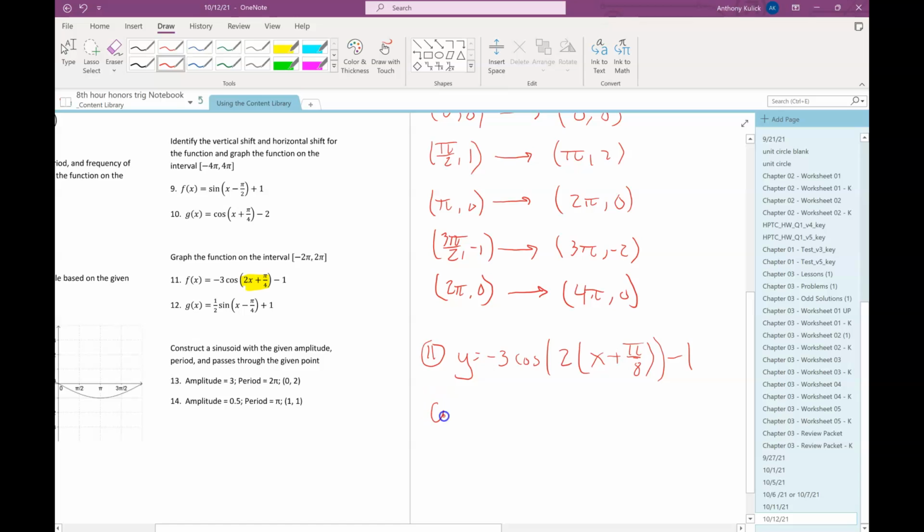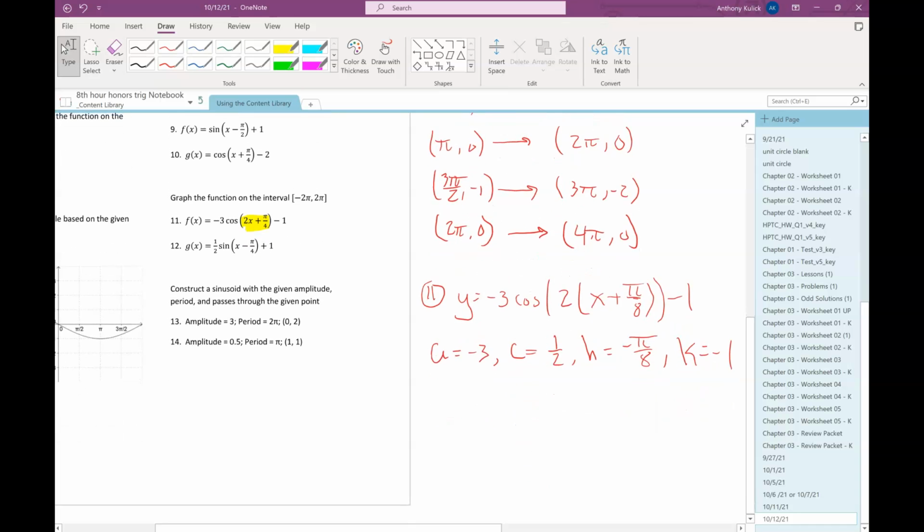Okay. So my value for a is -3. My value for c is 1/2. My value for h is pi over 8, with a negative sign, and my value for k is -1. So that's everything I need to write my function map. So cx plus h, ay plus k.